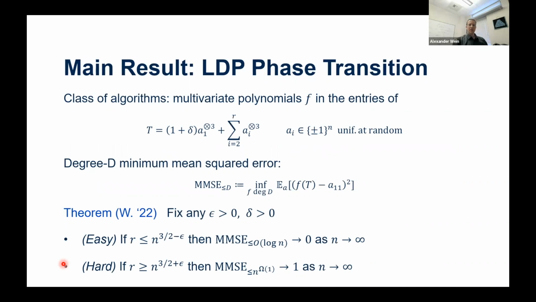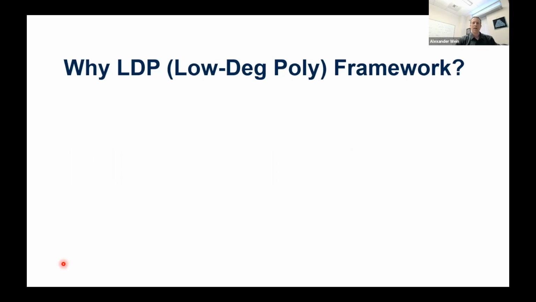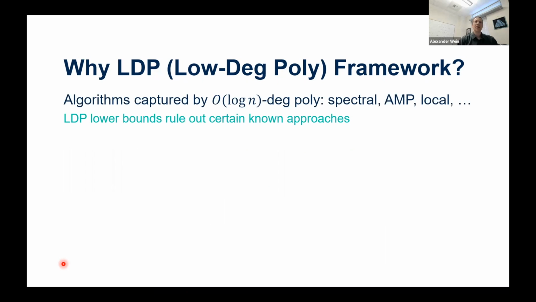Great. Other questions about this? Okay, so let me briefly try to tell you why the previous result is meaningful, or why we are looking at this class of low degree polynomials. This is not something that we're doing here for the first time. This is a framework that's been around for a few years now and has been successful at capturing these statistical computational gaps and so on.